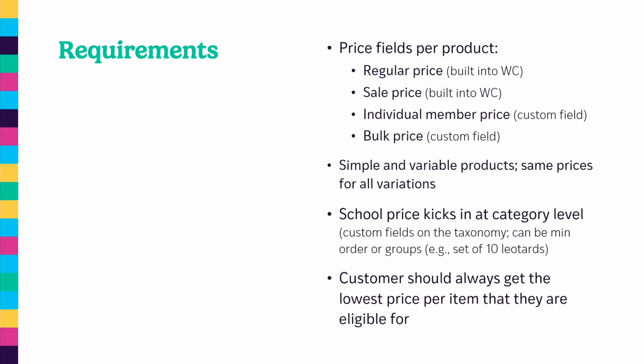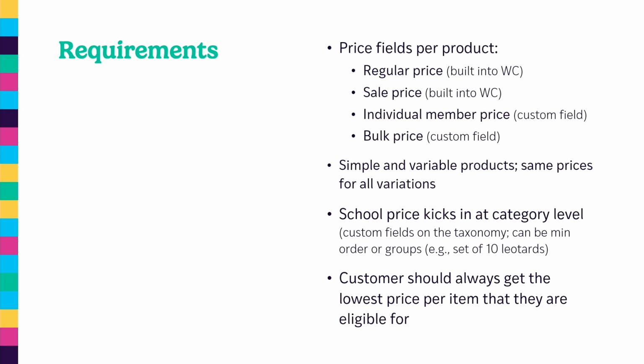On the technical side, within WooCommerce, we've got regular and sale price built in. But then we need an individual member price custom field and we need a bulk price field. It needs to support simple and variable products, and the variable products will all have, all the variations will have the same price. School price kicks in at the category level, and the key part is, because we won't see all of this functionality in the time we've got today, and also I haven't finished building it because it is a demo.